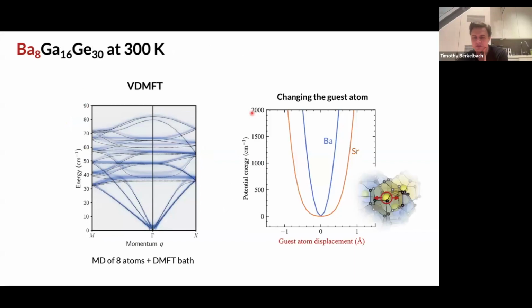So I'll show exactly an example that gets to Vadim's question right now. Like I said, you can change the guest atom from barium to another material like strontium. And here this is the potential energy as calculated by density functional theory of what happens if I move the guest atom inside of its clathrate. The potential that's traced out for barium is shown here in blue. The potential for strontium is shown in orange. So you can see it's much lower frequency. It's flatter near its minimum, and its anharmonicity is stronger. The quartic part of it is much stronger than it is for barium.